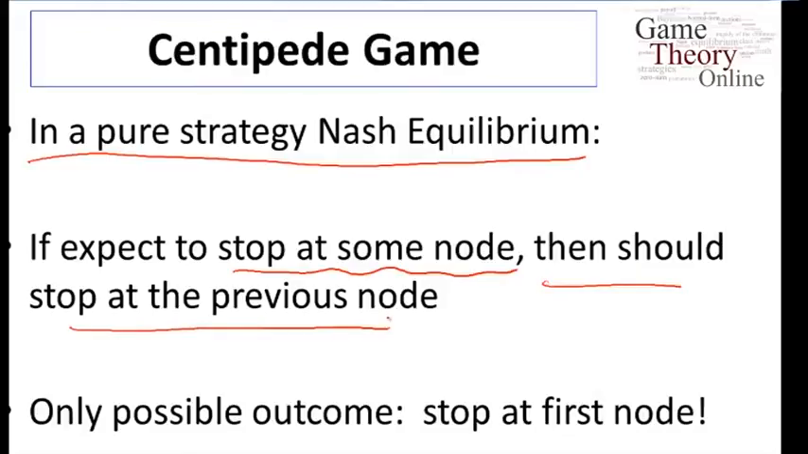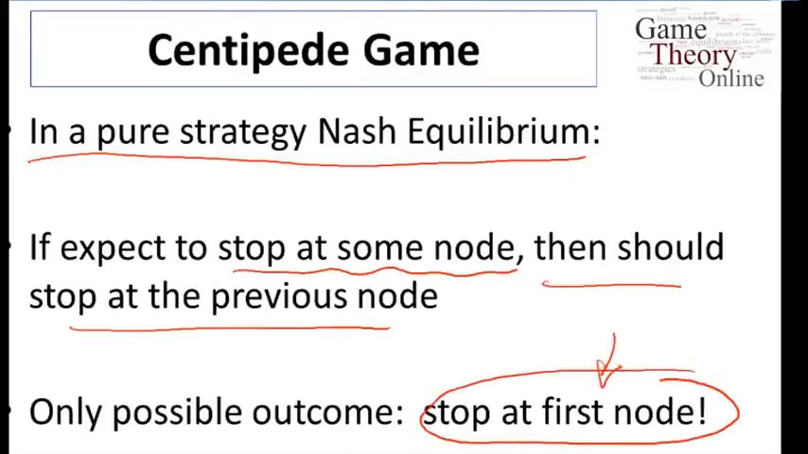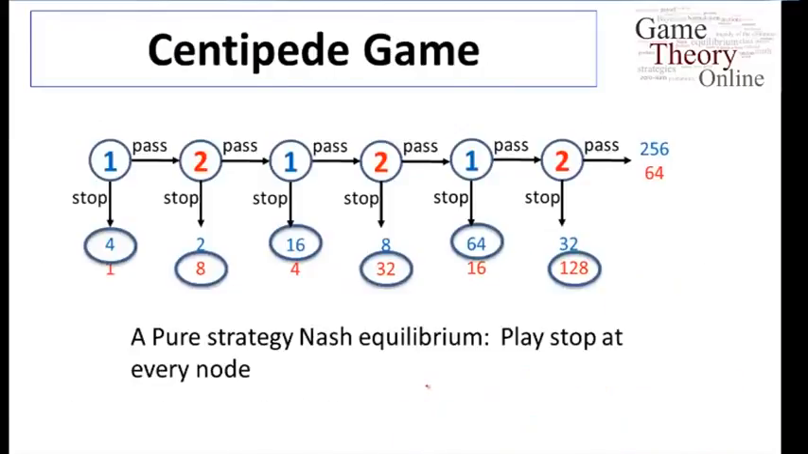So the reasoning that we went through just carries all the way back in the game, and the only possible Nash equilibrium outcome involves stopping at the first node. So in this game, if we look for a pure strategy Nash equilibrium, the only possible outcome is that we stop at the first node. So indeed, there is at least one pure strategy Nash equilibrium. Play stop at every node is a Nash equilibrium.